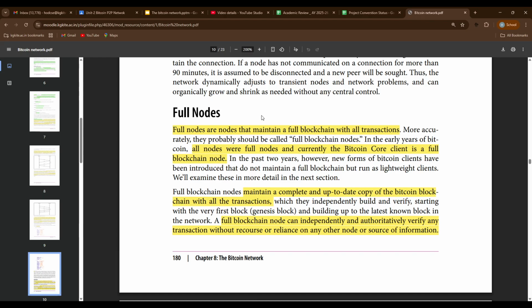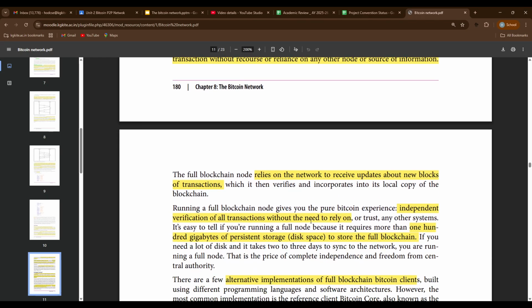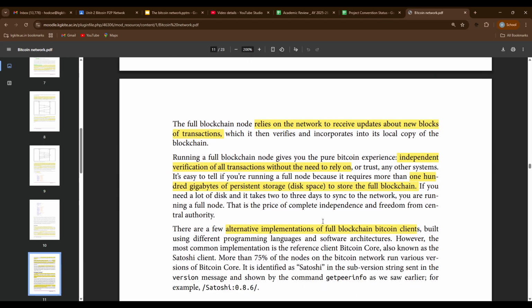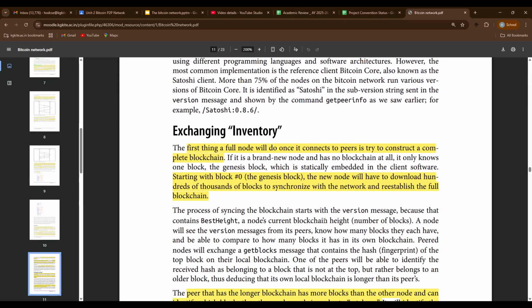See, we already learnt what is meant by full nodes, no? It maintains a whole blockchain, a full blockchain, and all the transactions it will have. Earlier years, might be 10 years, 15 years back, in Bitcoin, all the nodes were only full nodes. And very recently, we've got these new nodes added, which will either service the network or service a miner. Fine. And the next thing that we need to learn is how an exchange of inventory happens.